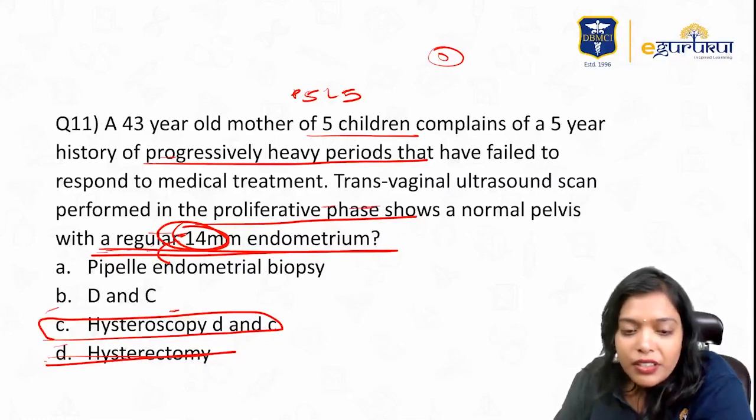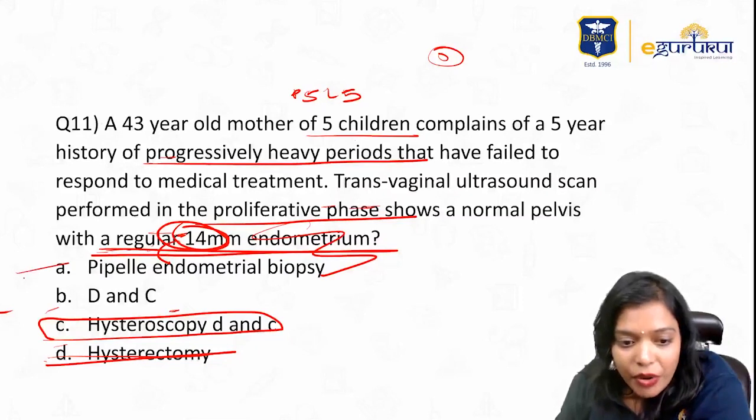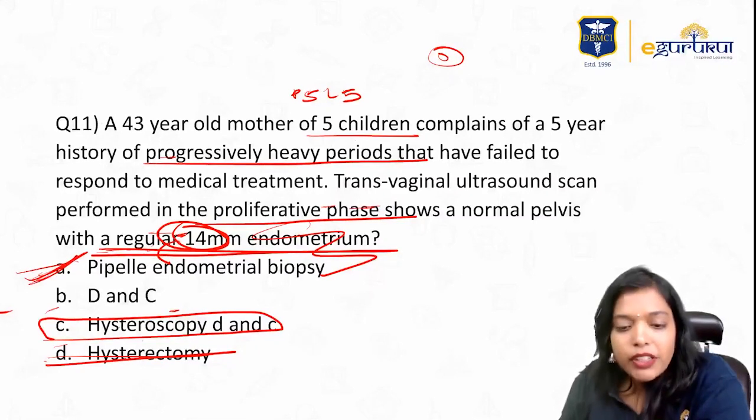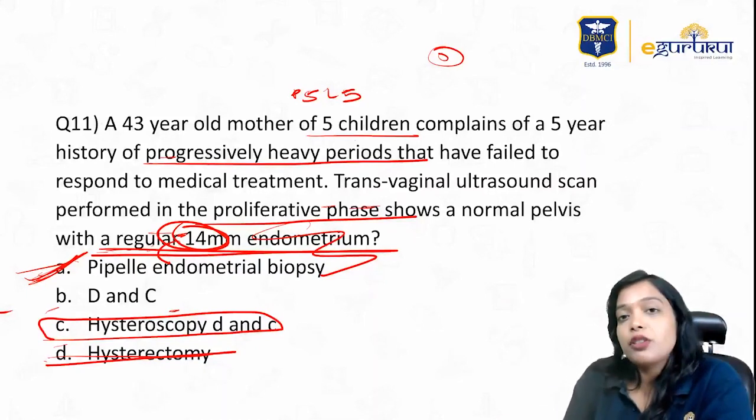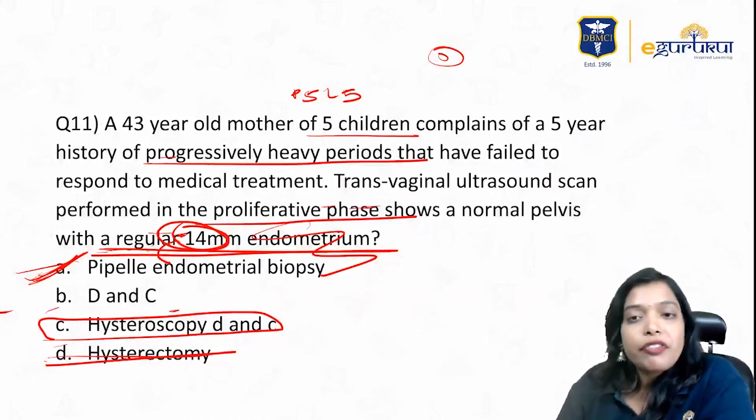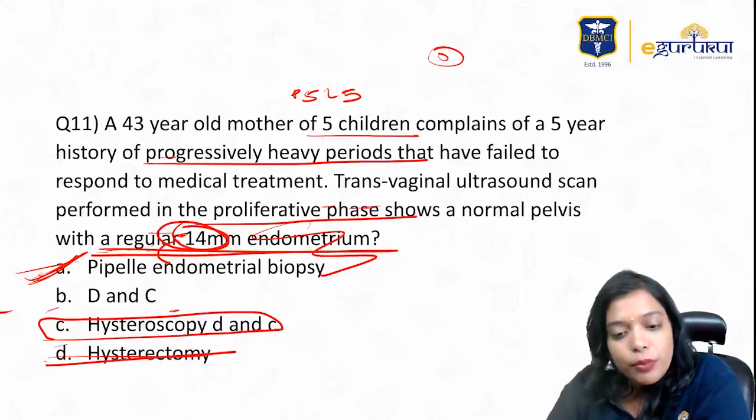Always first try with pipelle endometrial biopsy. If that doesn't work, then you have to go for hysteroscopic D&C. Or when you have a nulliparous os, or if the patient is on tamoxifen, or if there is a diffuse swelling, then you can directly go for hysteroscopic D&C.